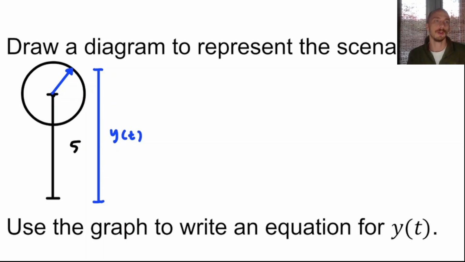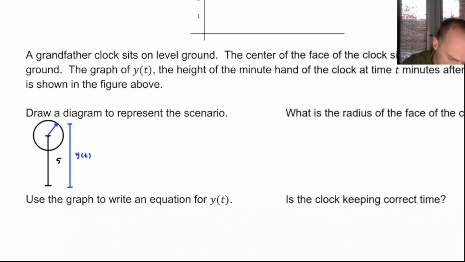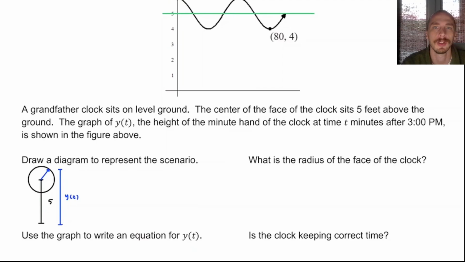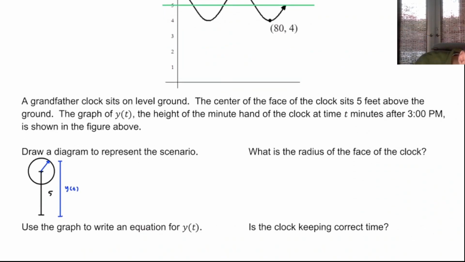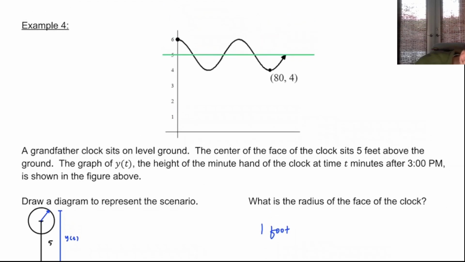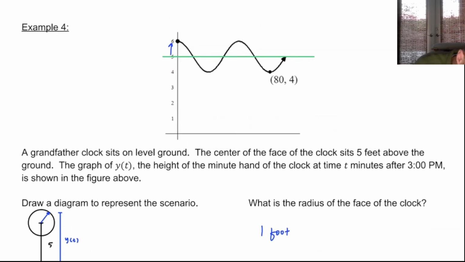Okay, so we see that it could be up at the top, and that would be a maximum of 6, and at the bottom, a minimum of 4, right? Yeah, the radius is 1 foot. Okay, that's the first question. What's the radius of the clock? That's going to be 1 foot, because the radius corresponds to the amplitude in this case, and I'm going up by 1 and down by 1. I usually use red for that. Let's change that there, 1 foot.